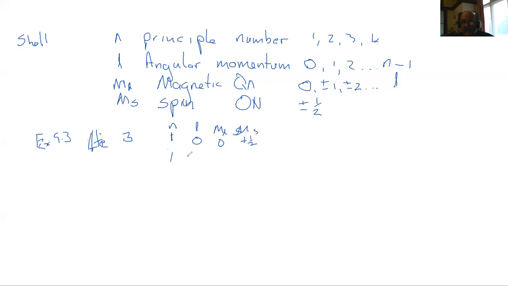And then we stick a second one in, because according to Pauli's exclusion principle, an atom cannot have 2 electrons with exactly the same set of numbers. So if this is 1, 0, 0, positive 1/2, we cannot have another electron in state 1, 0, 0, positive 1/2. So we're going to have negative 1/2.